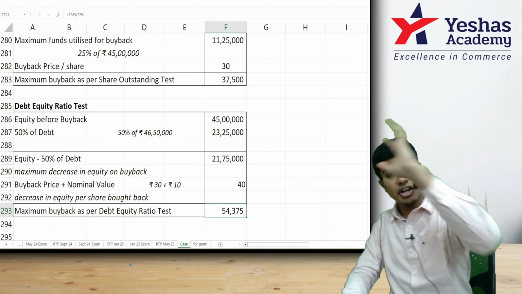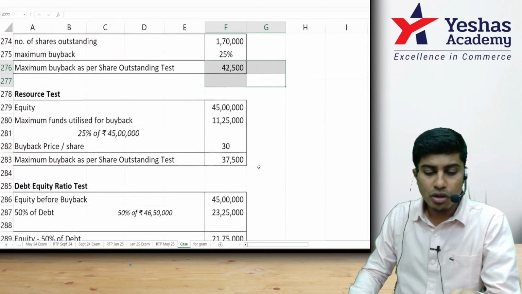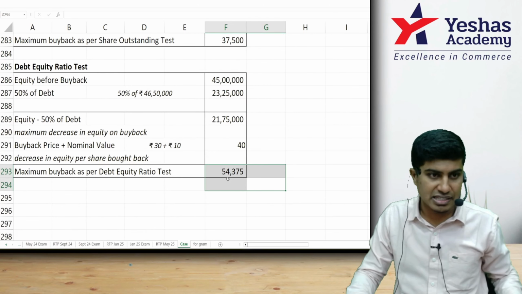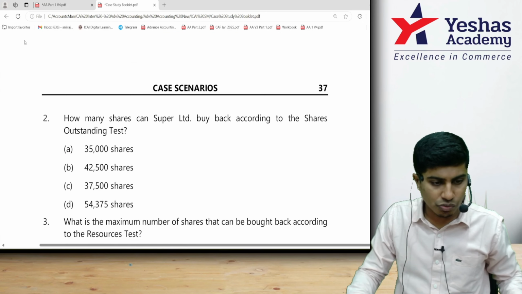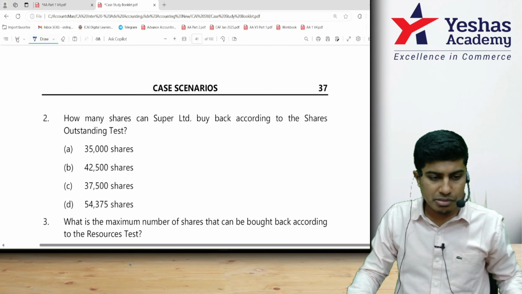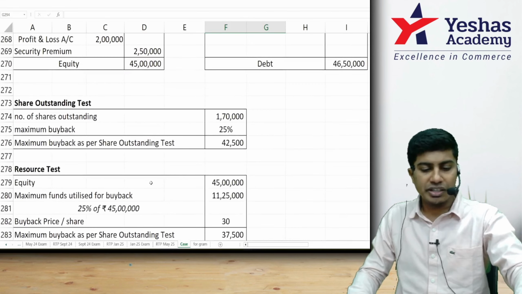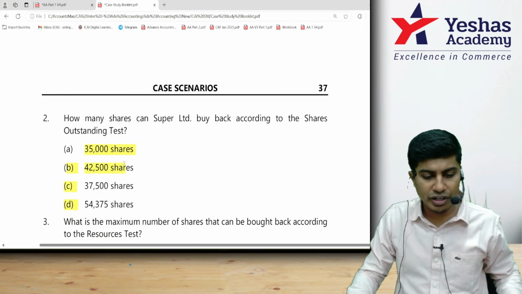So considering all the three options, maximum buyback is 42,500 or 37,500 or 54,375, whichever is less. Let's see what they have asked. The second sub question, what have they asked? Second question is maximum permissible buyback as per shares outstanding test. We did the shares outstanding test. How much is it? 42,500. So the answer is 42,500, option B.